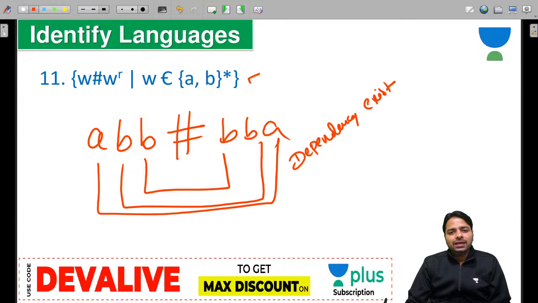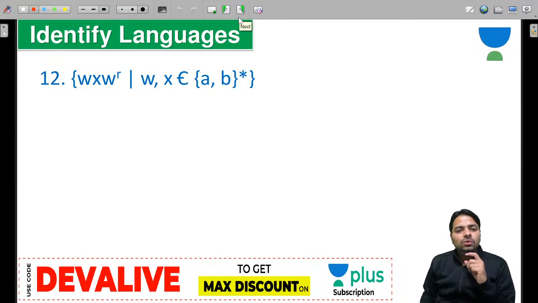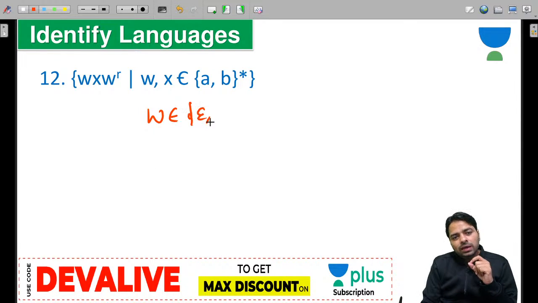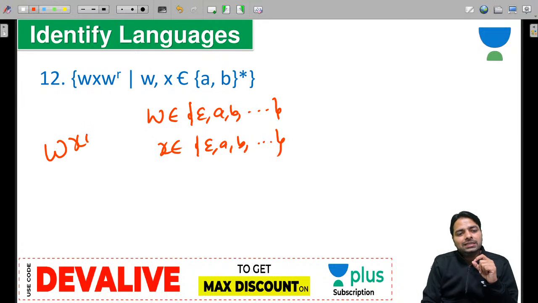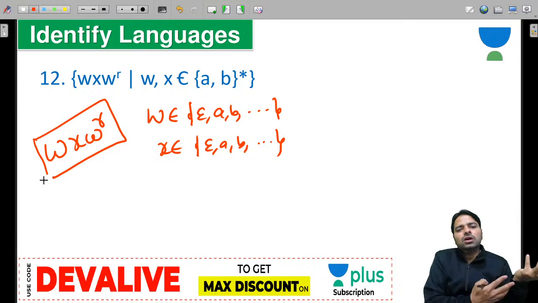Right, so it's again not regular. Okay, now let's look at this, and don't say dependency, guys. There is something else to understand here. Two things: W belongs to everything, and X also belongs to everything. You are worried about W X W power R. If it's simply W power R, it was not regular.